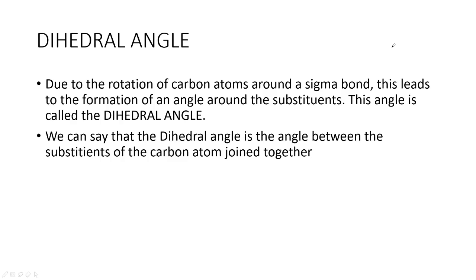Now, I'm going to be talking about the dihedral angle. This angle is so important, and when we go deeper into this topic, we're going to see the use of this angle and so on. Due to the rotation of the carbon atoms around the sigma bond, an angle forms between the substituents. The angle is called the dihedral angle. We can say that the dihedral angle is the angle between the substituents of the carbon atoms joined together.